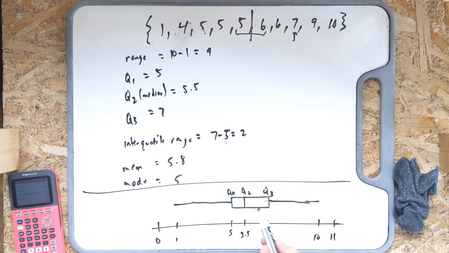Notice it's a little skewed right, the data. Q2 to Q3 is wider than Q2 to Q1. That means the data is kind of skewed to the right.